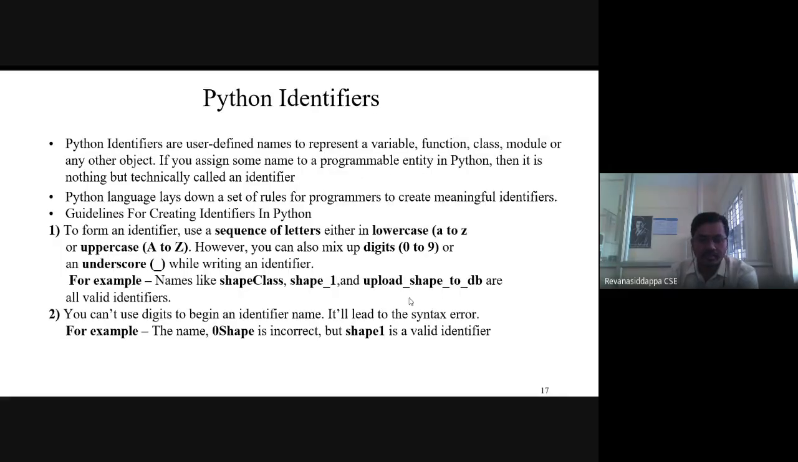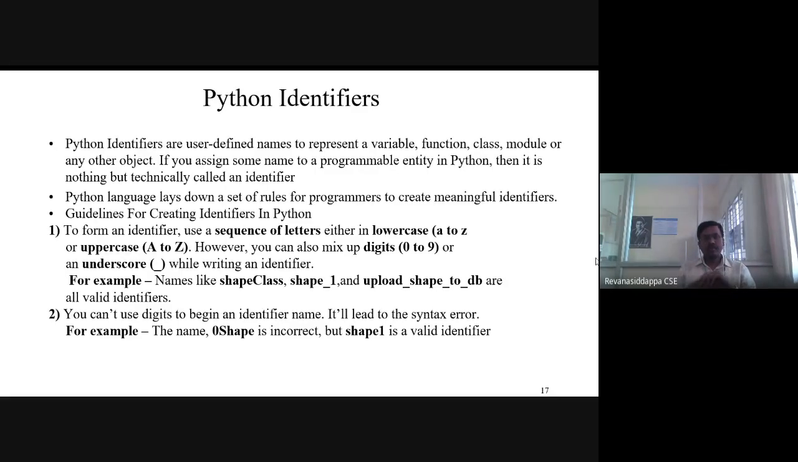Okay. So coming to the identifier. An identifier is the one which identifies the programming element, which can be a variable, a function, a class, a module, or anything.